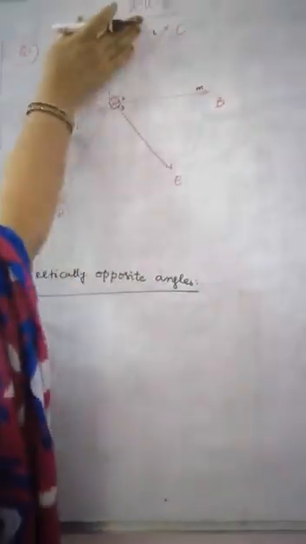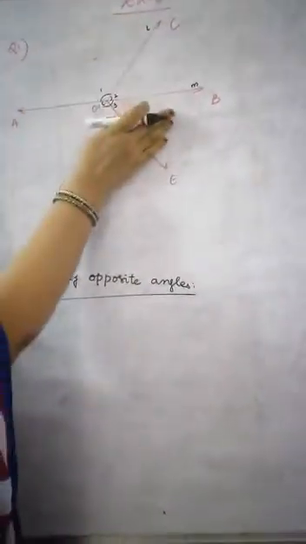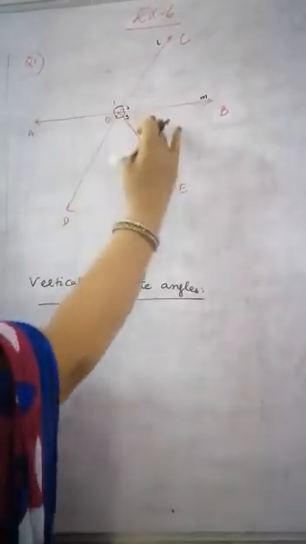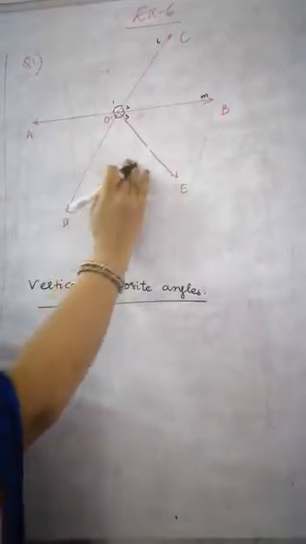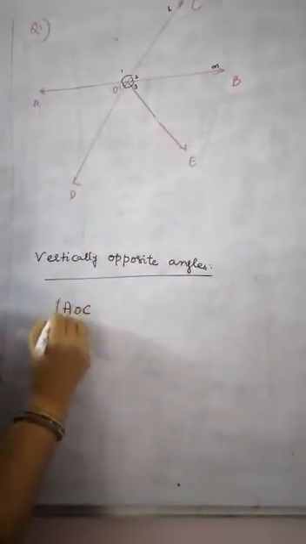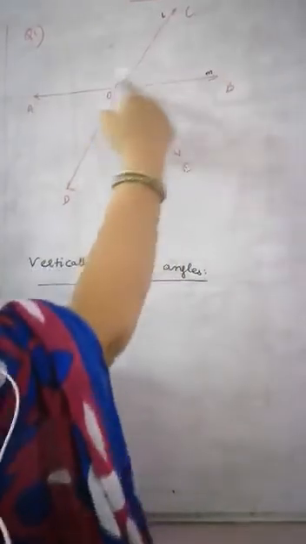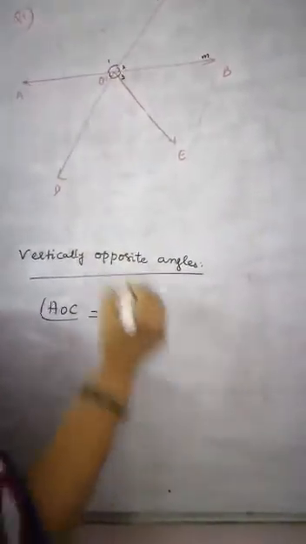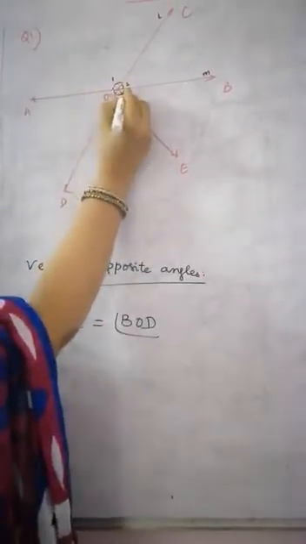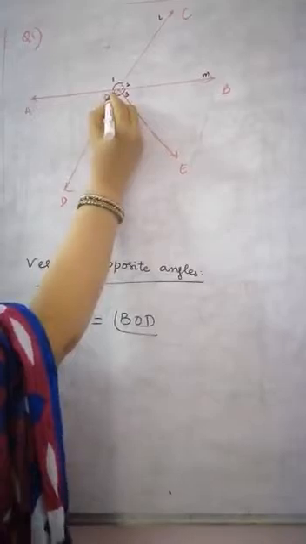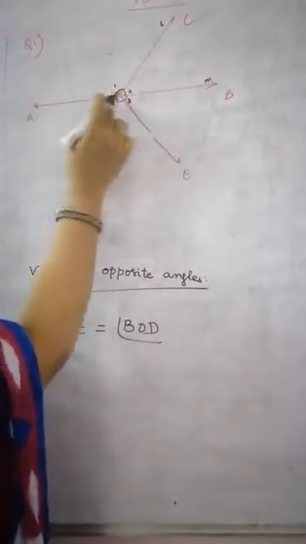AOC, this angle is equal to this angle. This whole side is equal to this whole side. So AOC, first pair: AOC is equal to BOD. That is, angle 1 is equal to angle 3. Now, angle 2 is equal to angle 4, or angle 4 is equal to angle 2.